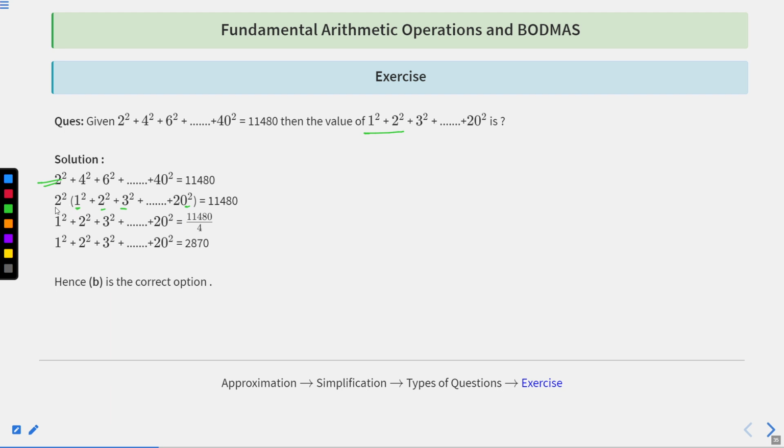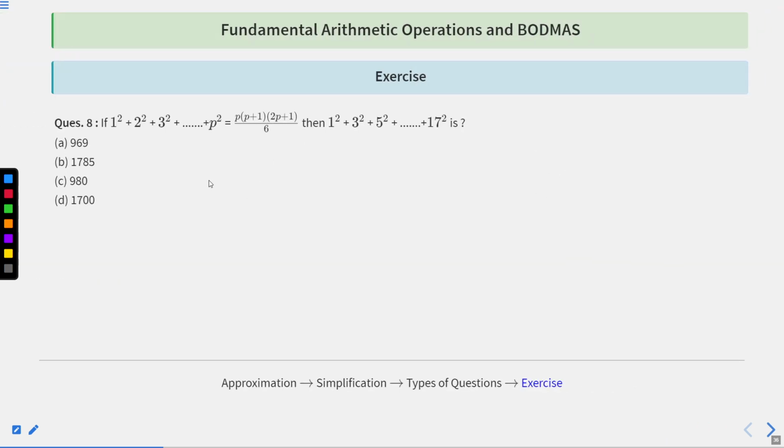So you just have to send this 4 to the right hand side, and you will have 1 square plus 2 square plus till 20 square is equal to 11480 upon 4. And on simplifying, it will be 2870. So the correct answer here will be option number B.